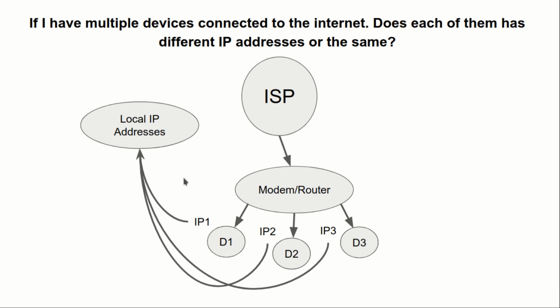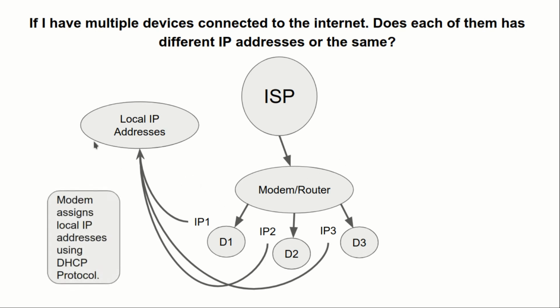Alright, so how will the modem assign the local IP address? Basically it will use the DHCP protocol. DHCP is the Dynamic Host Configuration Protocol. Basically, these are a set of rules that will be helpful when assigning IP addresses to the devices. Now you need to remember another thing, and that is the global IP address. This global IP address will be used to identify you on the server.